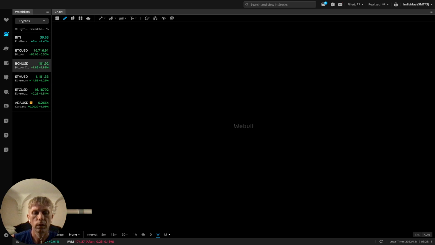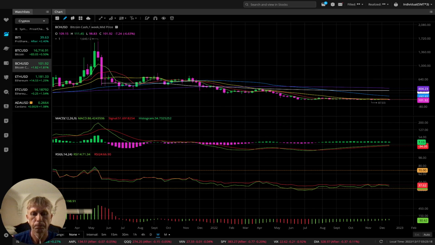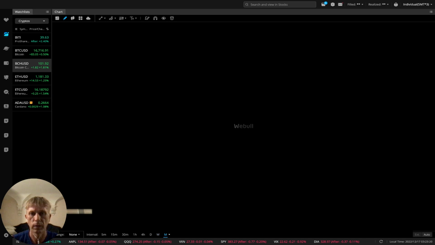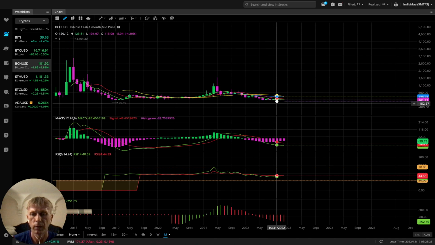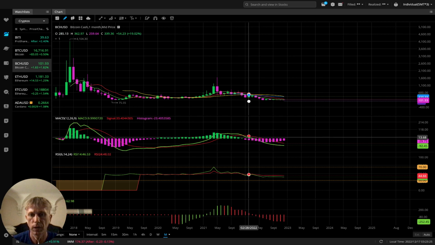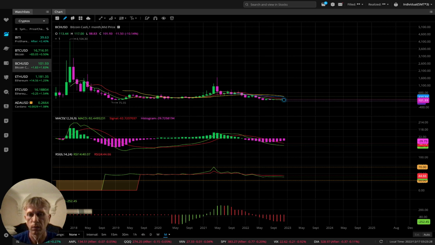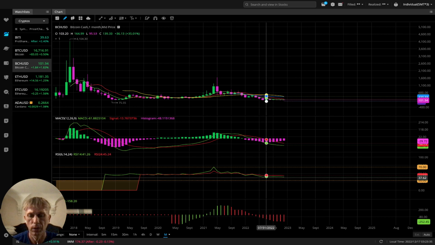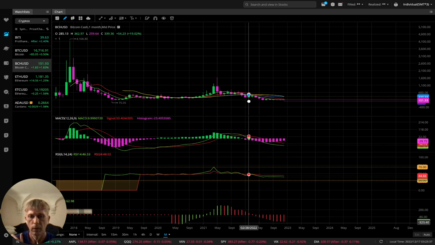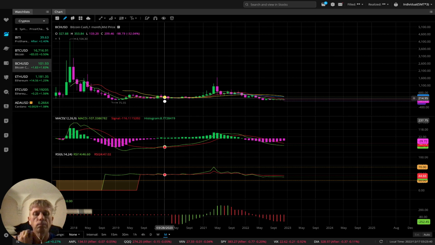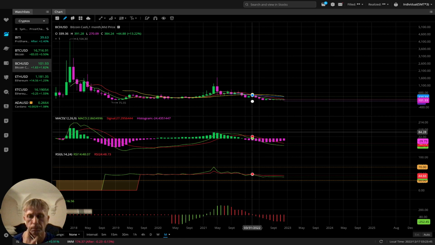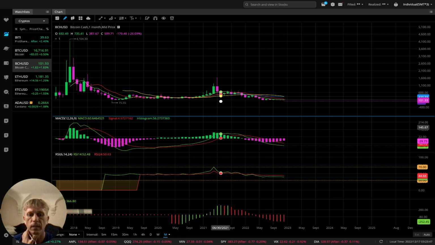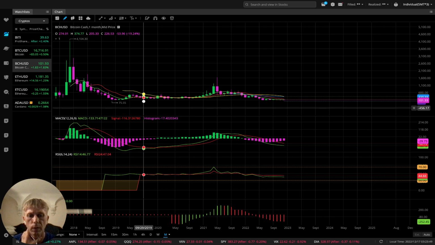Let's move to Bitcoin Cash. Bitcoin Cash monthly. Bearish trend, right? MACD in a bearish trend. The last bar is still below all moving averages. Bearish trend on MACD, on the RSI, and on the awesome oscillator. That's how it works. Bearish direction on monthly. Let's check weekly.